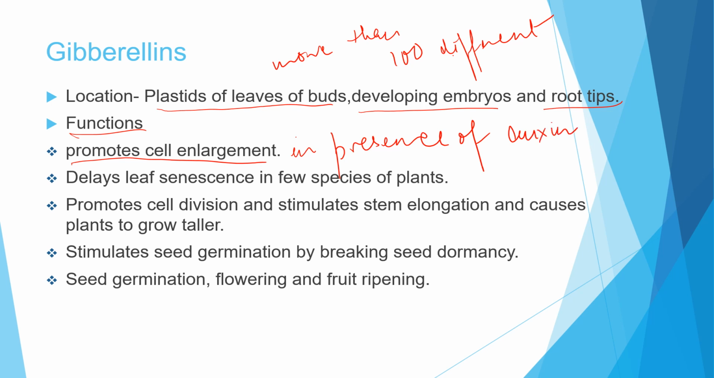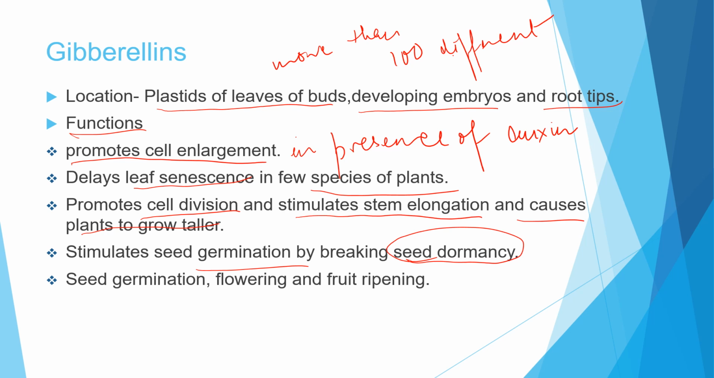It delays leaf senescence in a few species of plants. It promotes cell division, stimulates stem elongation and causes the plants to grow taller. Now it is stimulating seed germination by breaking the seed dormancy. The seed might be dormant for 1 month, 2 months or 3 months. So what will gibberellins do? They will promote the seed out of its dormant state, helping the seeds to germinate and grow into a shoot and a root. That is, seed germination will start from its dormancy.